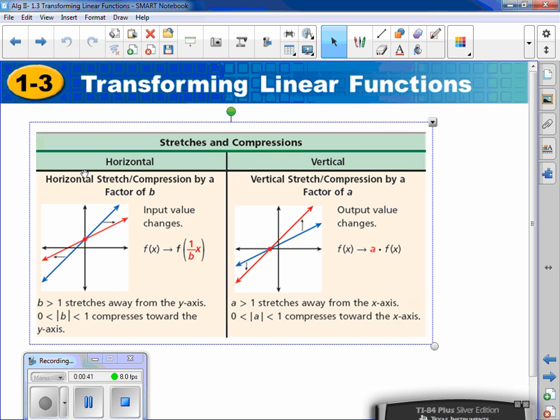Remember, if b is greater than 1, it's a stretch. If it's 0 to 1, it's a compression. For a vertical stretch and compression, you're taking the entire function and multiplying by the stretch or compression, as they're telling you, the factor.